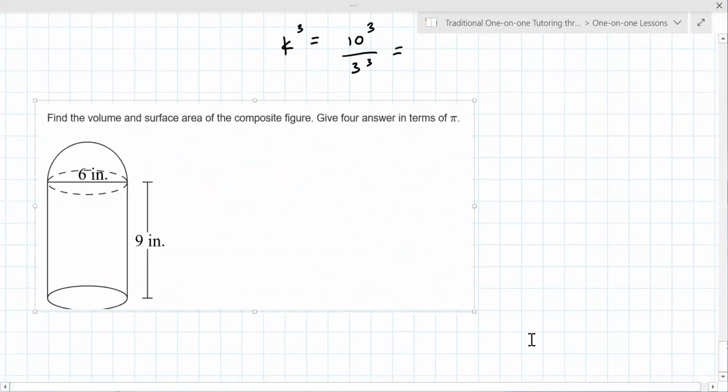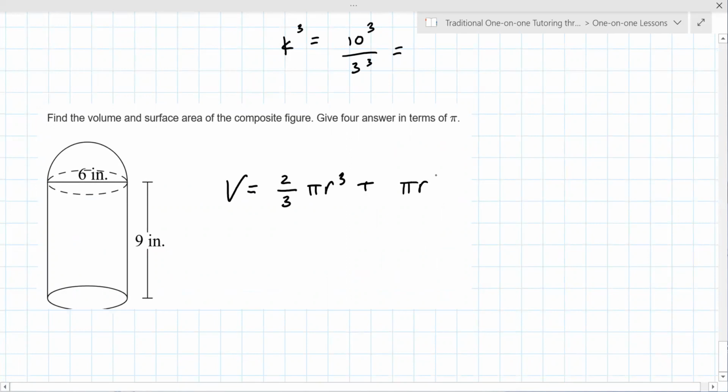Okay, so this is the volume and surface area problem. It's a half sphere up top. So the volume of a half sphere is 2/3 pi r cubed, plus the volume of a cylinder is pi r squared h. I'm giving you the formulas because you could look these up, but there's really no reason for me to not just tell them to you. Okay, what is the radius of the half sphere?